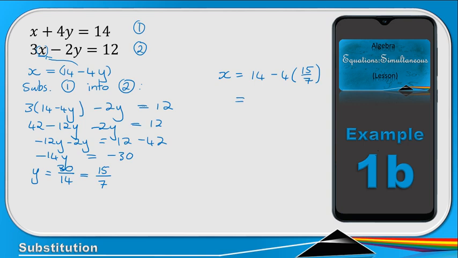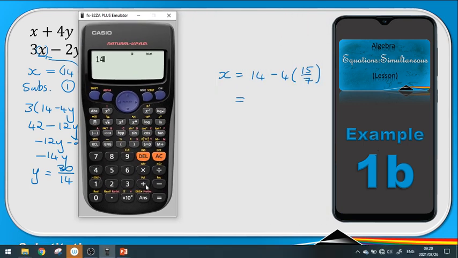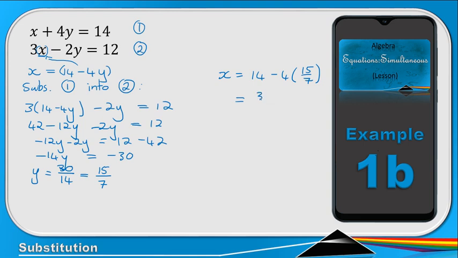And then we can just put that on the calculator to work that out. So that's 14 minus 4 times 15 over 7. Okay, so that's 38 over 7. And we can end off by just writing in a coordinate. So 38 over 7 and 15 over 7.